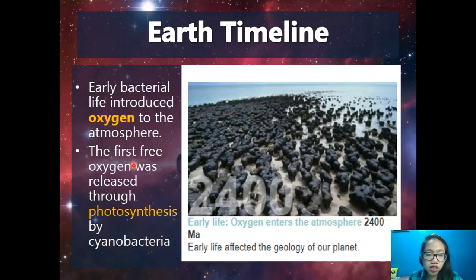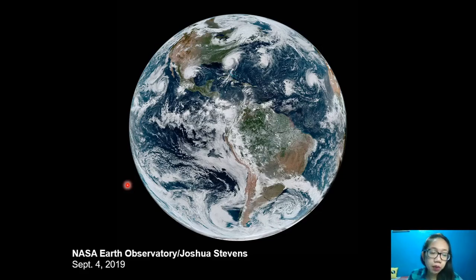So the first free oxygen was released through photosynthesis by cyanobacteria, because the oxygen used to be fixed into rocks. So the oxygen that was present on our planet was fixed in rocks, but that's not enough to make up an atmosphere. Because of photosynthesis, they kept releasing oxygen into the air and created an oxygen-rich environment. And that would be the formation of the Earth.